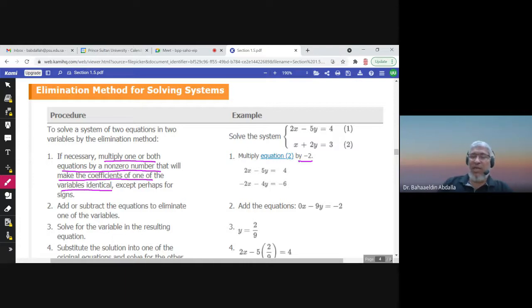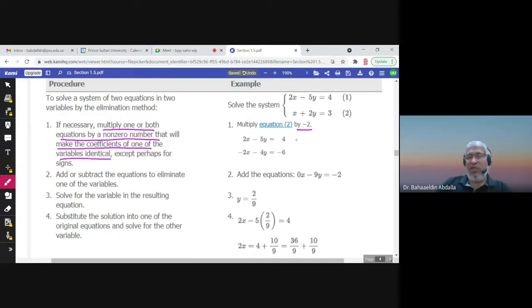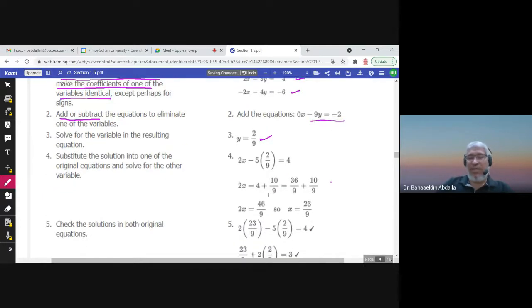So if we multiply the second equation by -2, the first equation does not change. The second equation would be like this. And now we can add or subtract. If the signs are different, we add. If the signs are the same, we subtract to eliminate the variable x. So we will have only an equation in the variable y, and we solve for y, and then we go back to any of the equations, for example, equation 1, and we replace y by 2 over 9 and solve and find the value of x. And then we can check our solution.